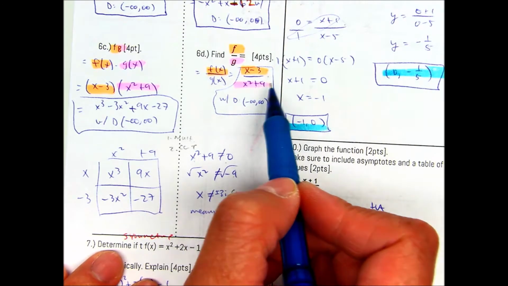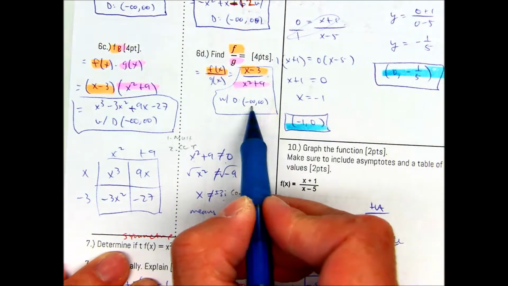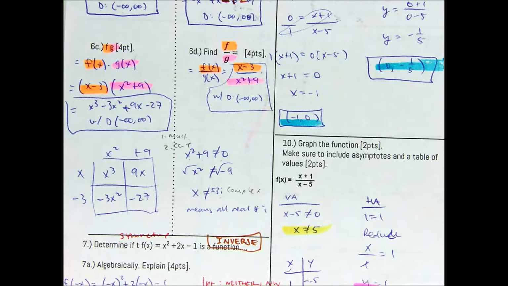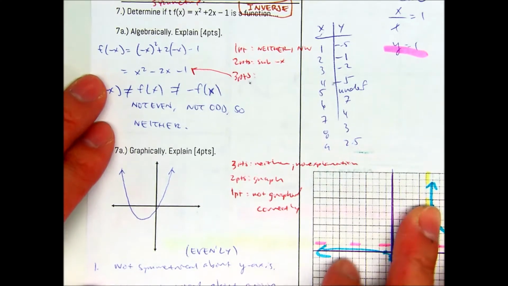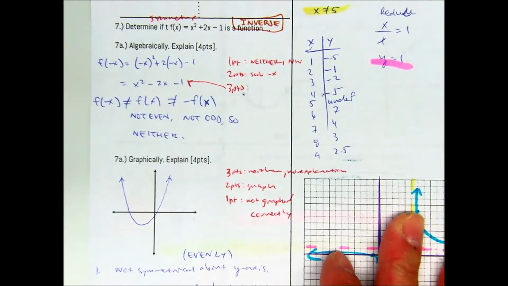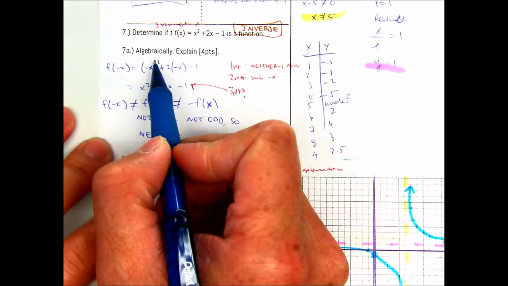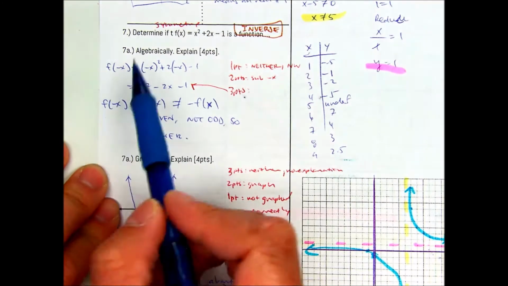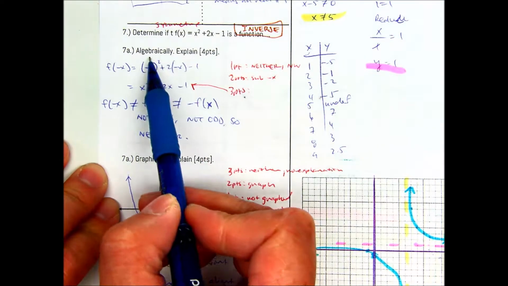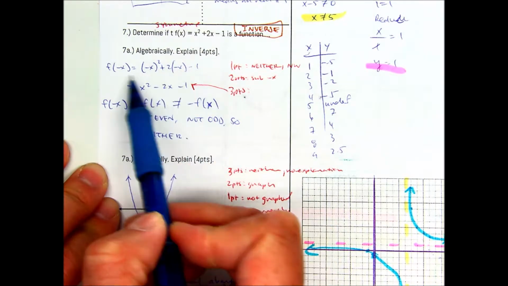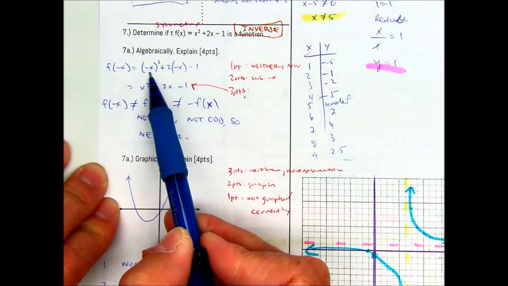For question number 7, I had to give it back to you guys because I wasn't really clear on my directions, so we passed it back, and I told you guys, based on its symmetry, find the inverse. I told you to find it algebraically. How do you find it algebraically? Well, basically for every x value, you put in negative x. Negative x squared is negative x times negative x, which is x squared. That becomes negative 2x and minus 1.